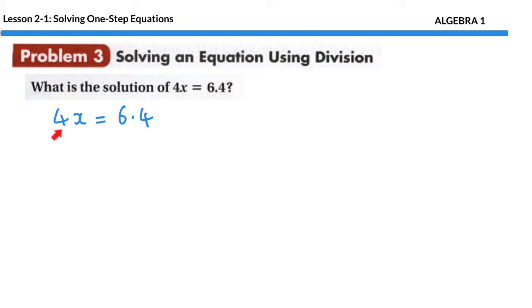So 4 is multiplied by x. So how will I remove multiplication? It is by division. So I will divide both sides of the equation by 4. So what happens? 4 divided by 4 is 1. So I am left with x is equal to 6.4 divided by 4 is 1.6. So this is the solution of the equation.